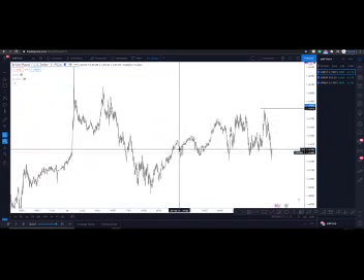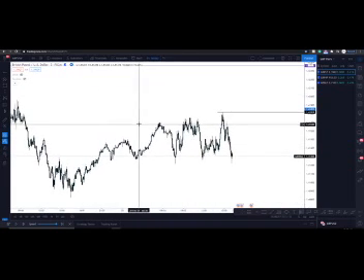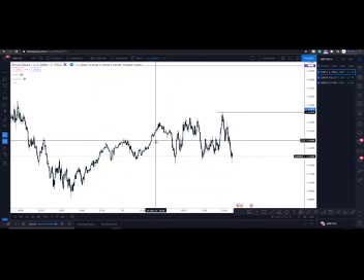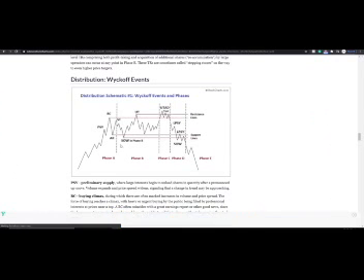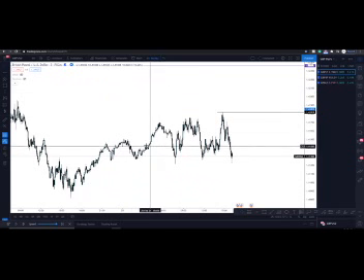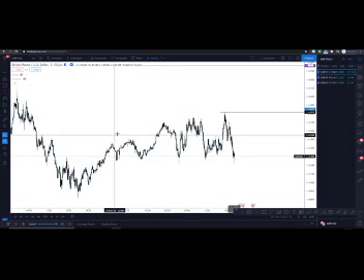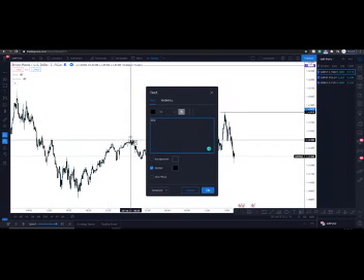But if you look a little bit towards the left and go forward, you can see right over here, there's amazing distribution. Let's look at this. So the PSY, the preliminary supply, where large interest begins to unload shares. So the first area where sellers decide to start selling. In this case, this would be the PSY.